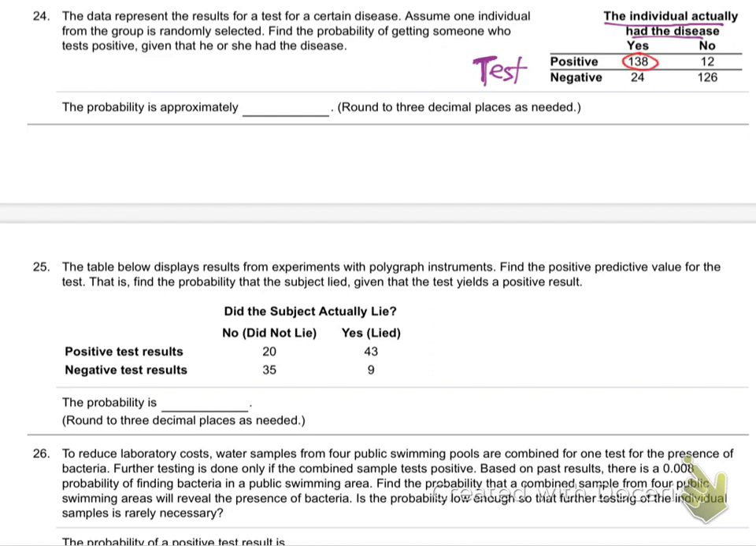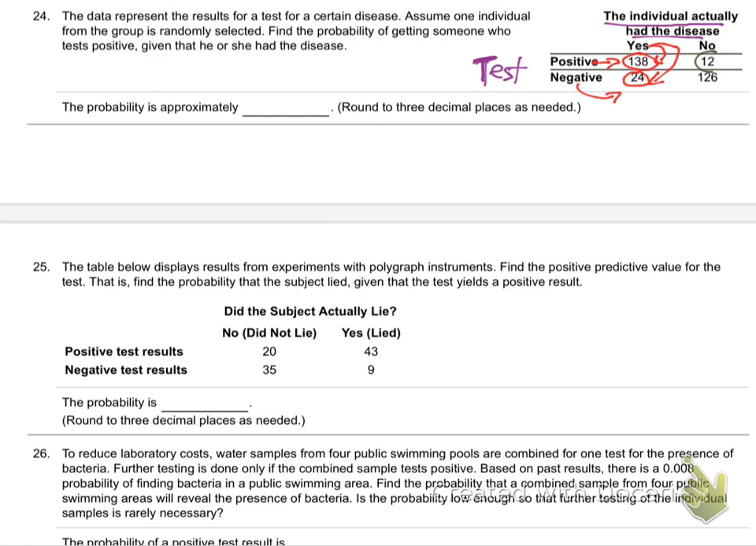These 138 people, do you understand what it's saying about them? Yes, they do have the disease, and the test came back positive, saying that indeed they do have the disease. What about those 24 people? Yes, they have the disease, even though the test said negative, no, they don't. The test was wrong. It's a false negative.